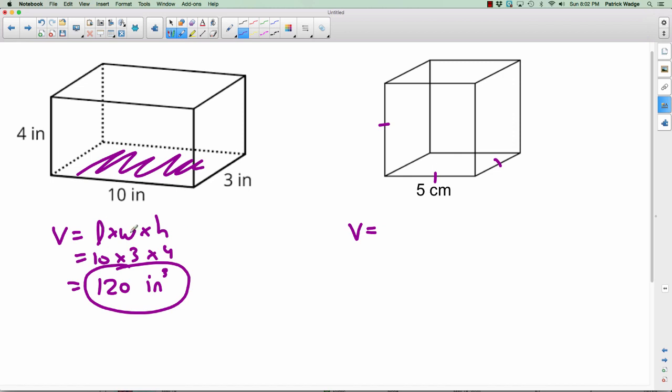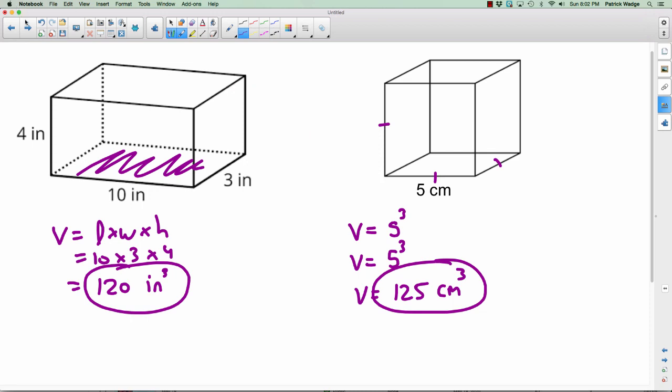So you could do length times width times height again. Or remember, just to show you, the other way you could do it, if it's a cube, you could do side cubed. So our side is 5. We would do 5 cubed. That does not mean 5 times 3. That means 5 times 5 times 5. And 5 times 5 times 5 is 125 centimeters cubed.